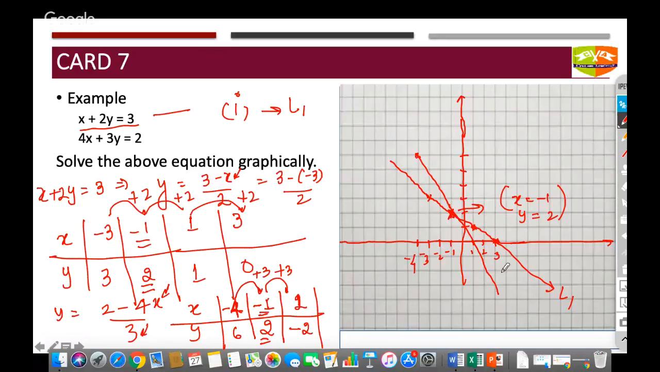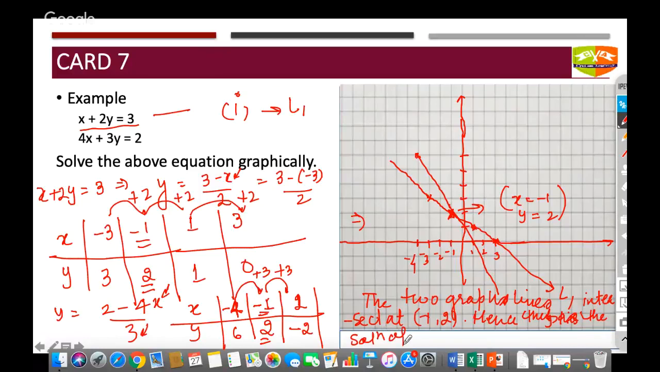And in this case, just by plotting the lines, I can write the solution: the two graph lines intersect at (-1, 2), hence this is the solution of the given simultaneous equations. So this is how I write at the last after drawing.